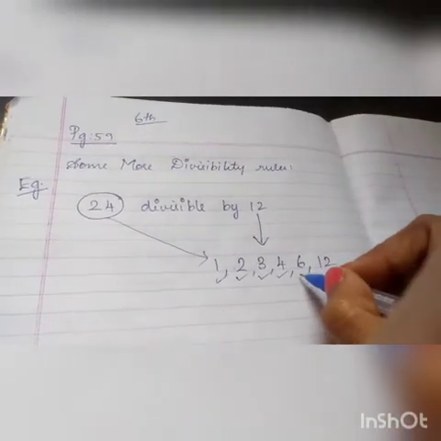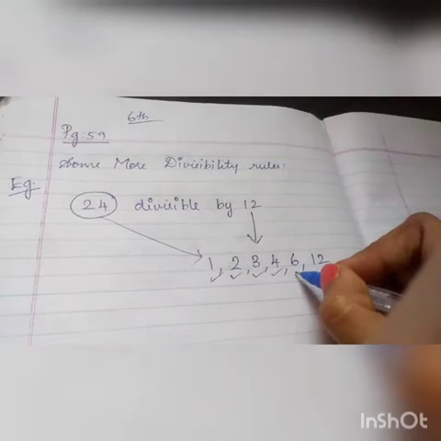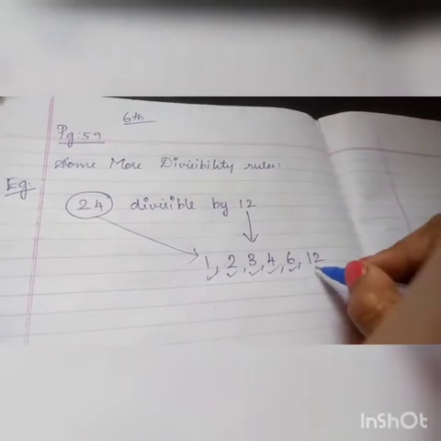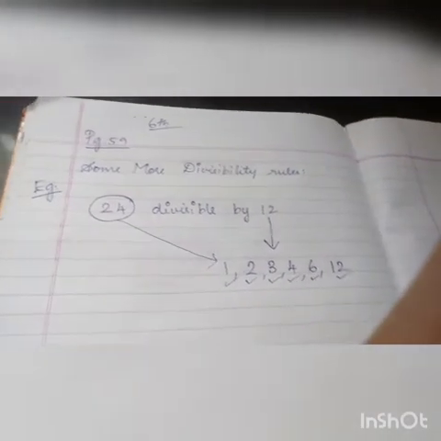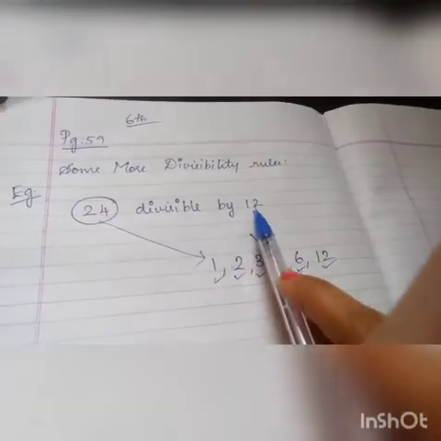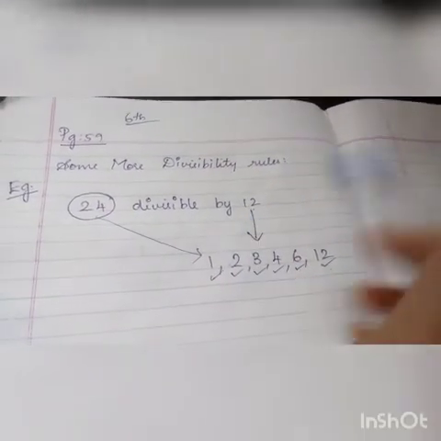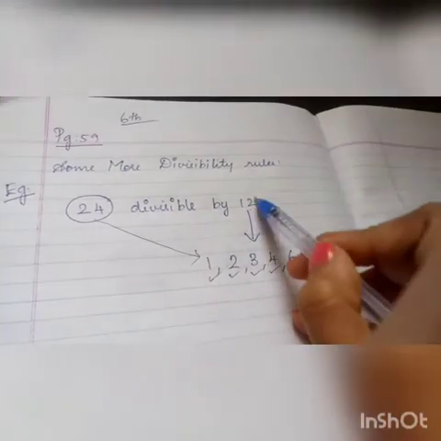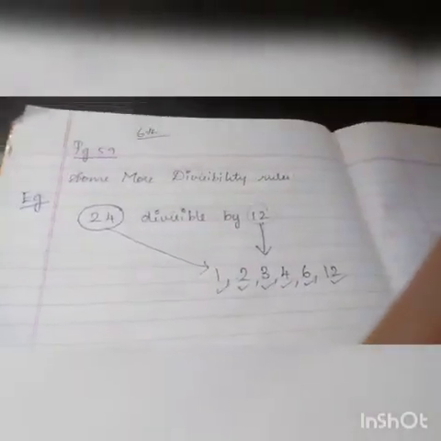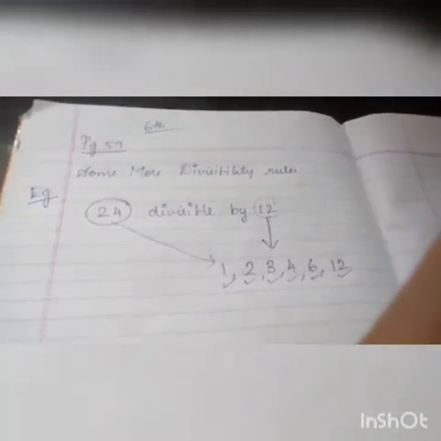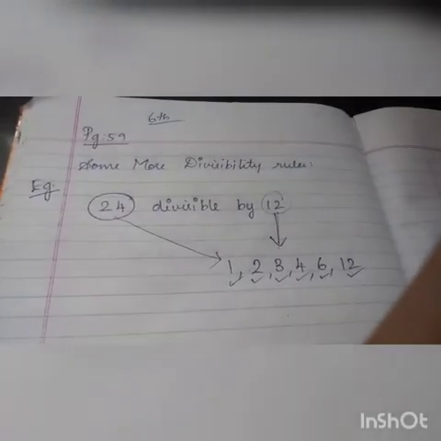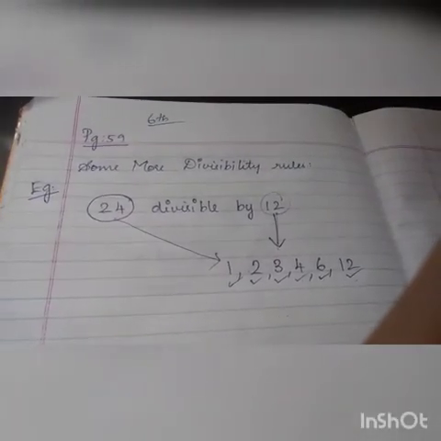6 4s are 24, right? So 24 is divisible by 6? Yes. 24 is divisible by 12? Yes. So, if a number is divisible by another number, then it is divisible by the factors of that other number also. Understood? This is divisibility rule number 1.